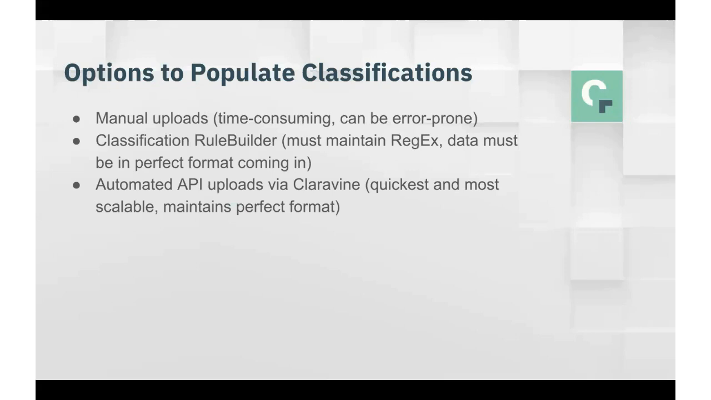You may wish to use a combination of Classification Rule Builder and automated uploads, or ideally you can just use the automated uploads and have all of your participants put their tracking codes in through the Claravine platform and then have the appropriate details about the campaign pushed directly into the classification fields that you create.